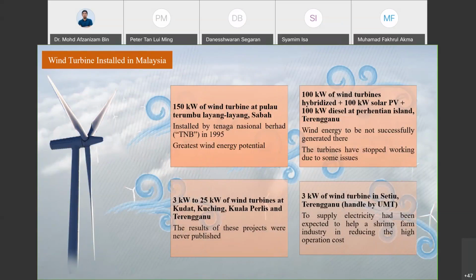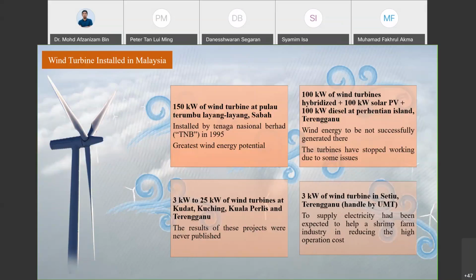Okay. This is some examples of wind turbines installed in Malaysia. Okay, they have four types. First, a 50 kilowatt wind turbine at Pulau Terumbu Layang, Sabah. It was installed by TNB in 1995. So that place shows the greatest wind energy potential.